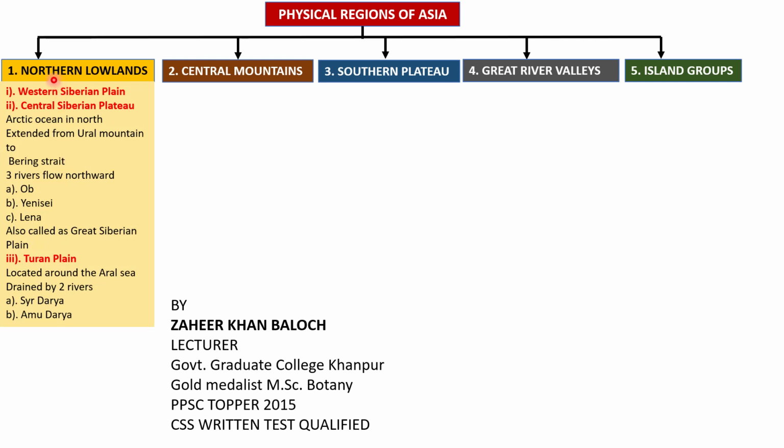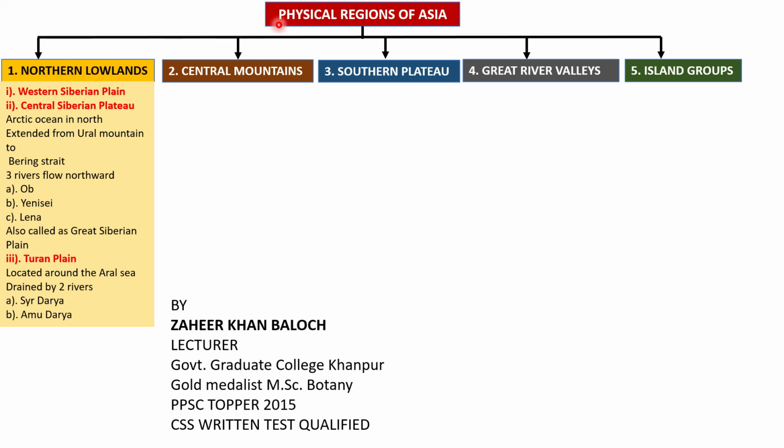Northern lowland areas include the western Siberian plain and central Siberian plain. Number three is Turan Plain. We can see these three regions of northern lowland on the map later on. First of all, what is a lowland? A lowland area is an area where the land is at, near, or below the level of the sea.